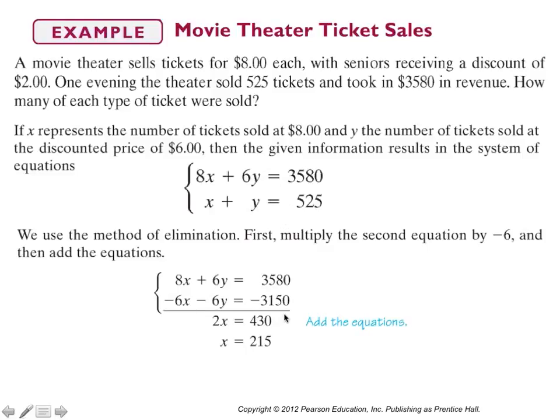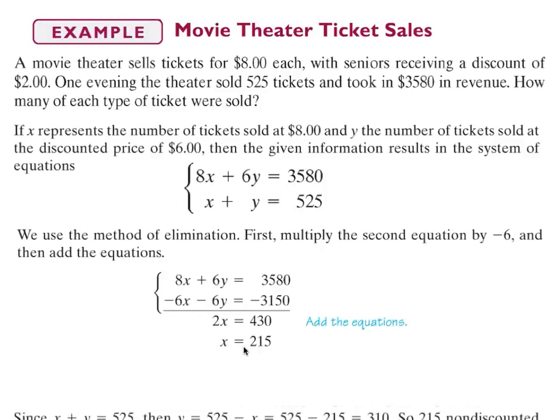And then we just have a big addition problem at this point. Our y's are going to cancel just like we want, okay? Something like this should always happen. Either x or y should cancel, otherwise you didn't do something correctly. 8x minus 6x is going to give us 2x, and 3580 minus 3150 gives us 430. And then we divide both sides by 2, so x is equal to 215.